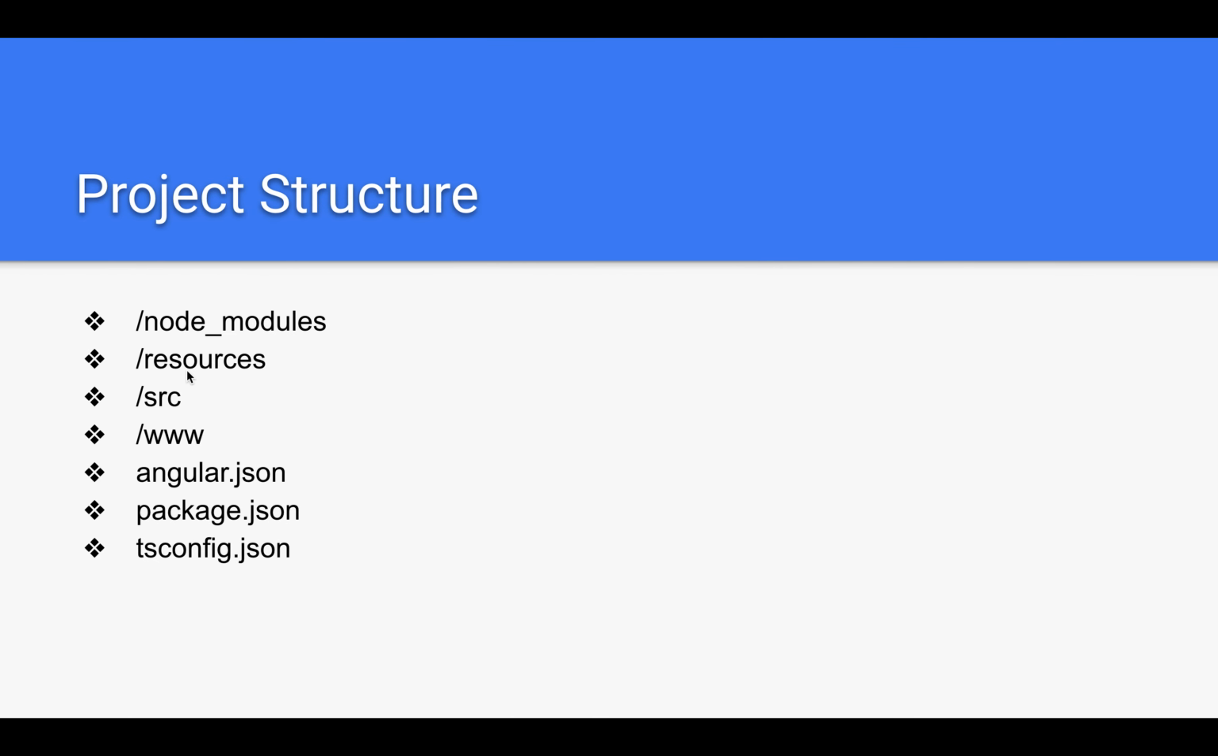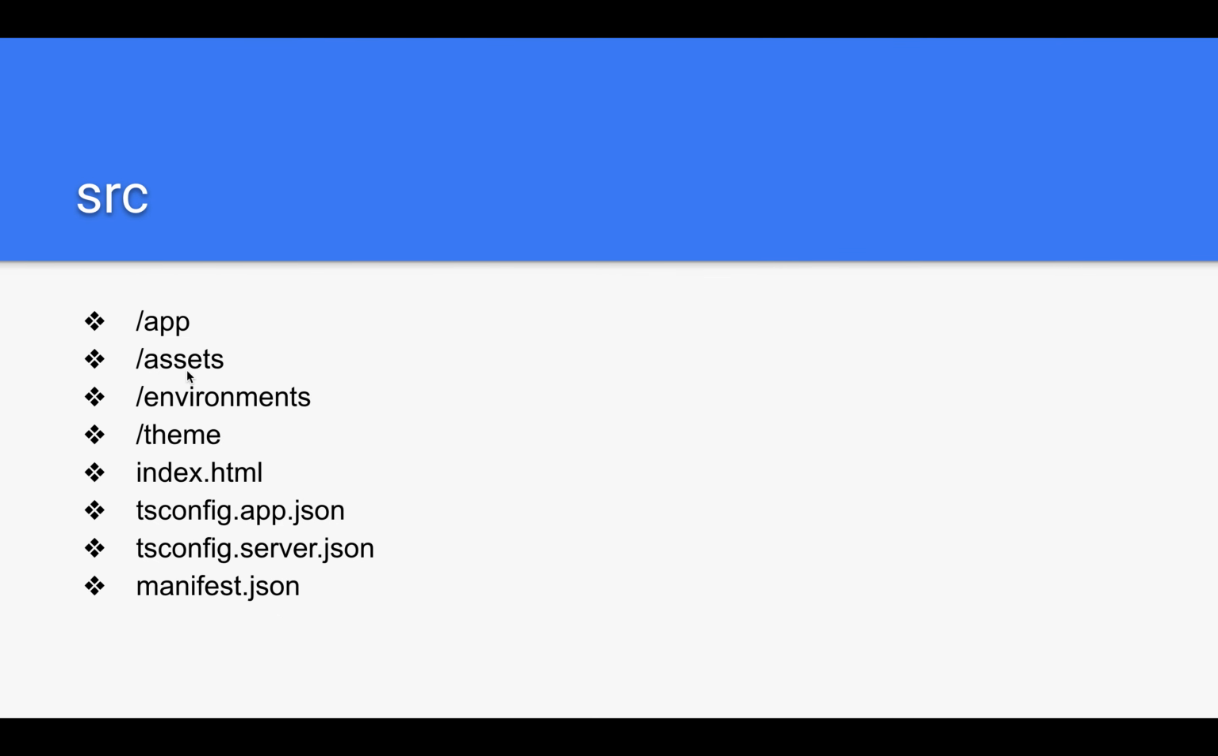Now you can go to your source folder. Inside the source folder, the first thing is the app folder. Inside this app folder, we have the components, modules, pages, services, and styles. All these things will be used to build your app.